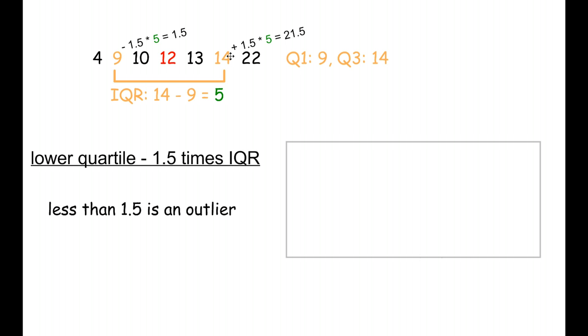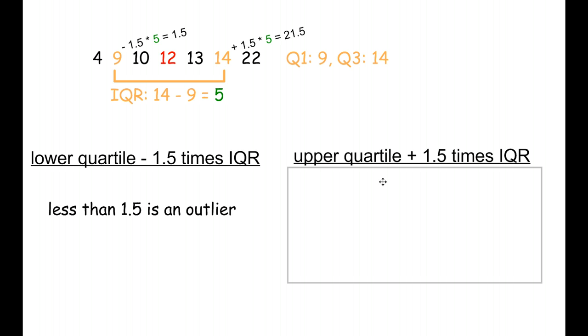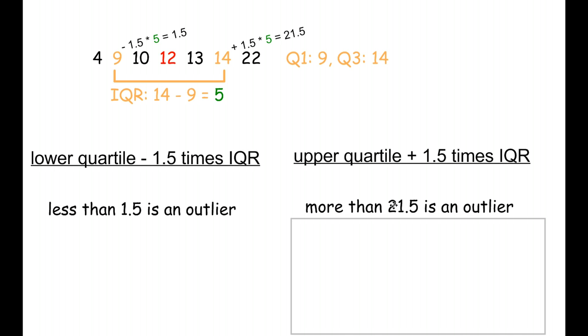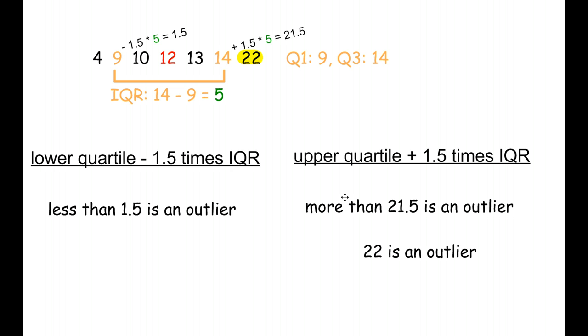On the upper end, we have our 14, and we added 1.5 times 5. So we took our upper quarter, and we added 1.5 times the interquartile range. That means that any number more than 21.5, because that's what we came out to here, is considered an outlier. Well, we actually do have one of those numbers. 22 is above 21.5, so 22 is considered an outlier.